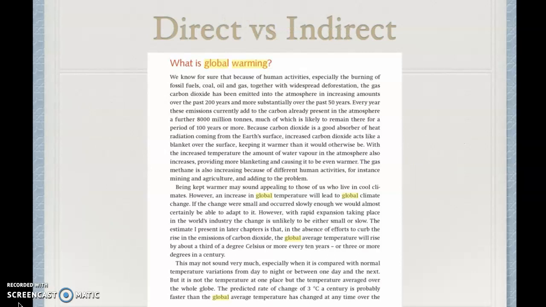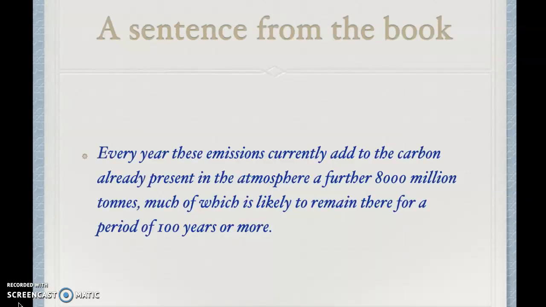All right, now let's say as I'm reading through the book, I reach this part where there's a title, What is Global Warming? So I'm like, okay, this is really relevant. I'm going to find some useful information. So I read the page and then I come across this sentence here that I find particularly interesting. The sentence is, "Every year, these emissions currently add to the carbon already present in the atmosphere a further 8,000 million tons, much of which is likely to remain there for a period of 100 years or more."